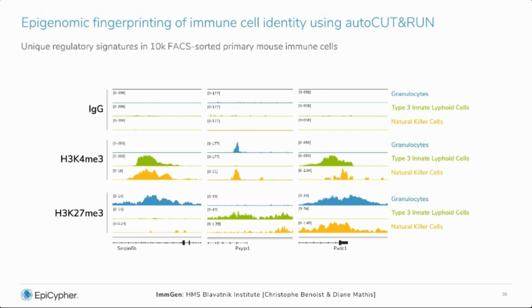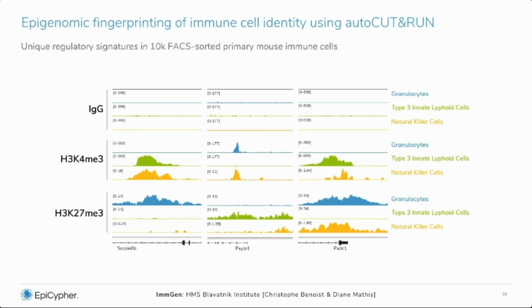It's low across all cells, as you would expect. But in the middle here is K4 tri, a mark of active promoters. And what you can see is that K4 tri at this SERPIN6b locus is completely absent in granulocytes. However, it's present in the other two types of immune cells here. And the converse is true when you look at K27 tri, a mark of repressed genes. So in granulocytes, K4 tri is low, K27 tri is high, which might mean that this locus is inactivated.